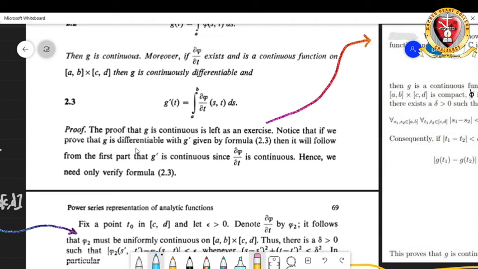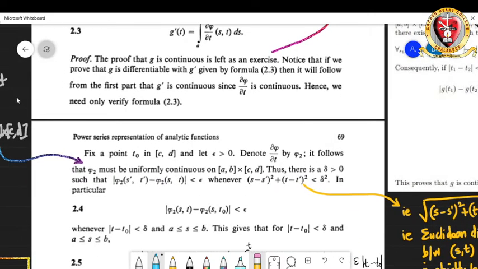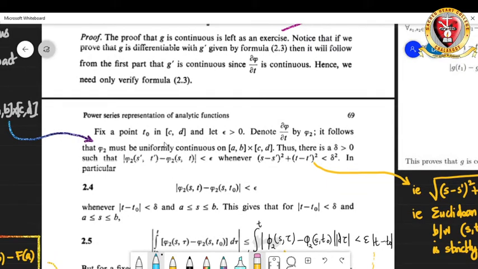So we just have to verify the formula only. When we prove that g dash of this exists, that means it is differentiable. Then from the first part we get that g dash will be continuous. Then we are done. Now we are going to fix the point t naught in closed interval CD and assume epsilon is strictly greater than 0.